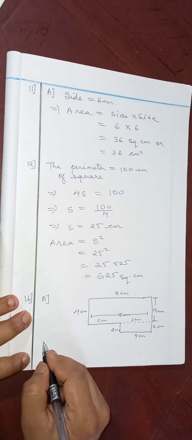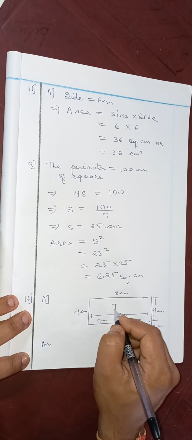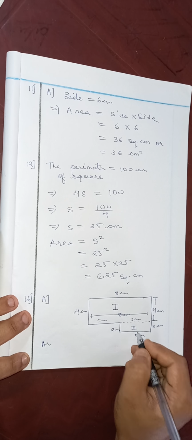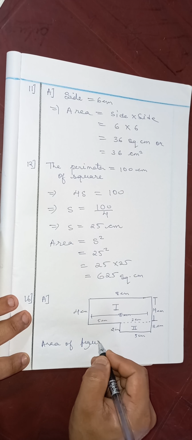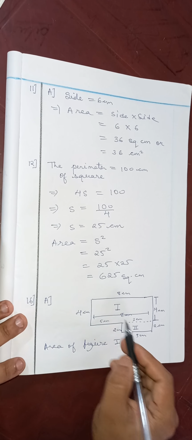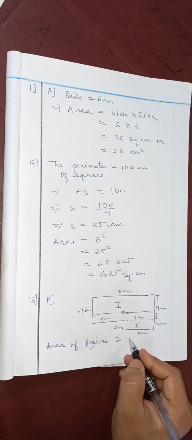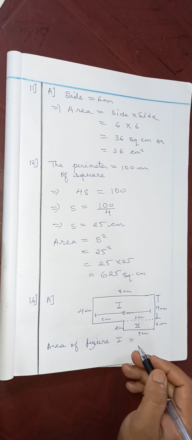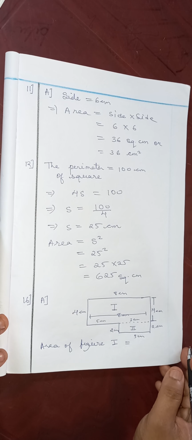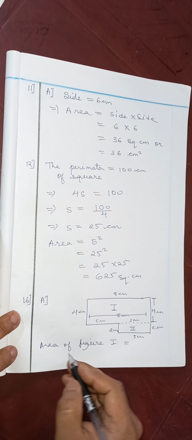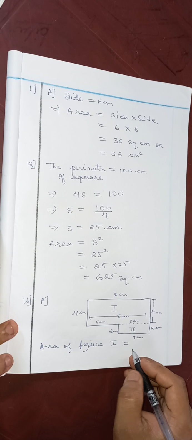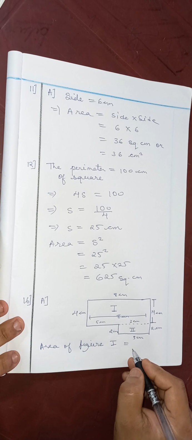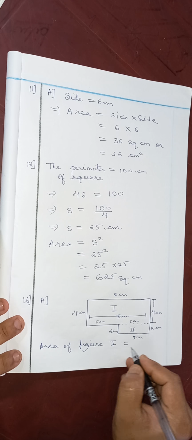So what you can do is, you can imagine this is figure number 1, this is figure number 2. So you can say area of figure 1. The naming of figure 1 and 2 you can decide by yourself. Okay, understanding? That depends on you which one you want to call figure number 1 or figure number 2. Then once you have found the area of figure number 1 and figure number 2, you have to add them together. So let us find the area of figure number 1.